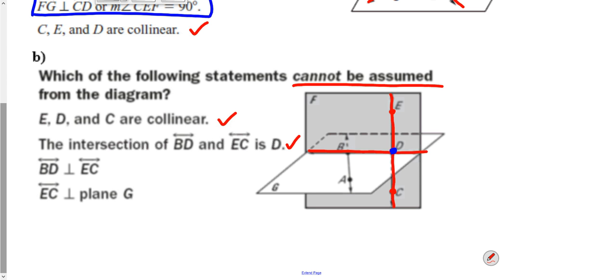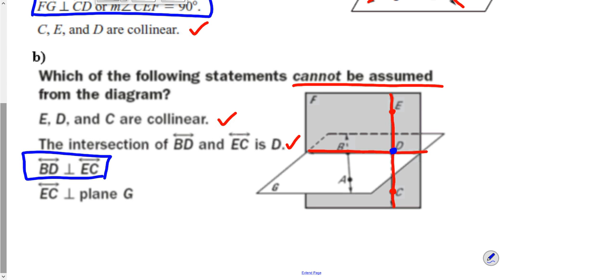All right, how about line BD being perpendicular to EC? Line BD perpendicular to EC. Can that be assumed? No. We cannot assume BD is perpendicular to EC because we have no indication of whether that forms a right angle or a 90-degree angle. We don't know. It looks like it'd be perpendicular, but we cannot assume that based on the information given.